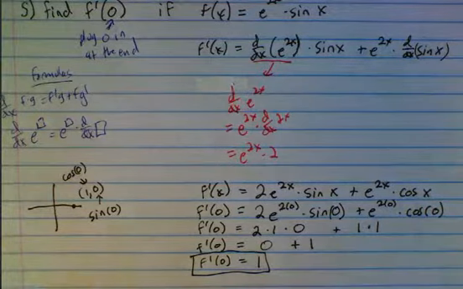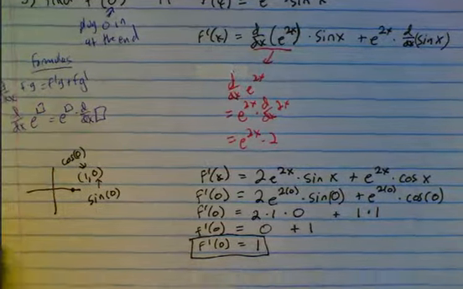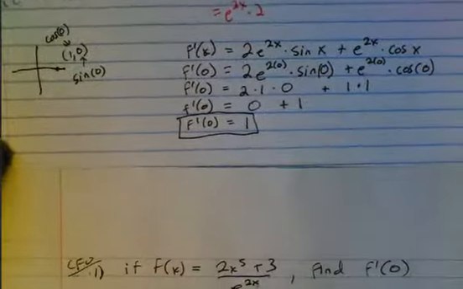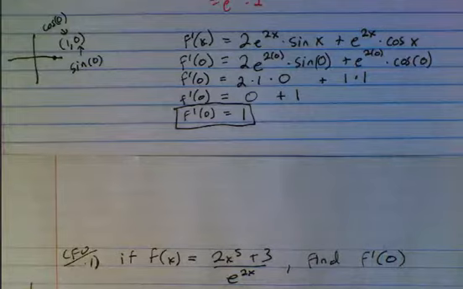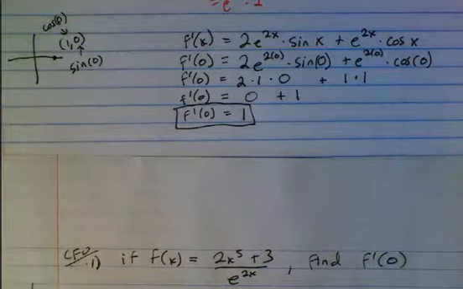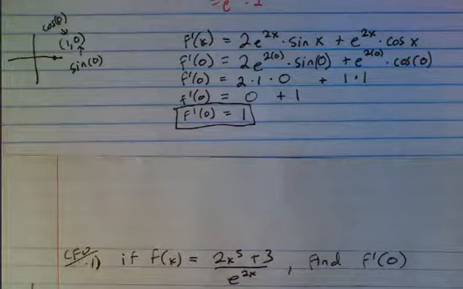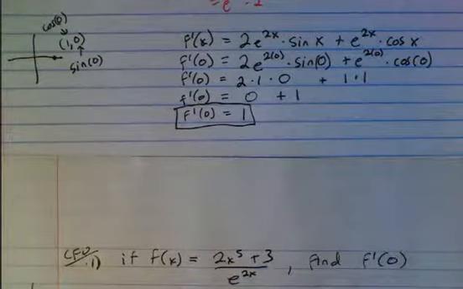Okay, let's do a last check for understanding problem, and then we'll be all set. So right there, if f of x equals 2x to the 5th plus 3 over e to the 2x, find f prime of 0. Pause the video, restart it when you're done.